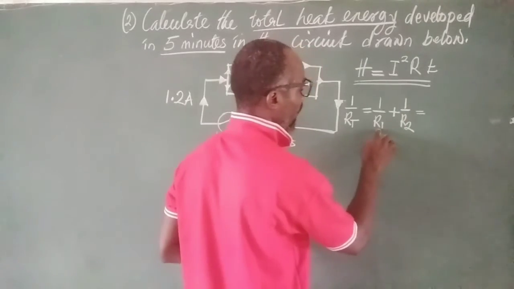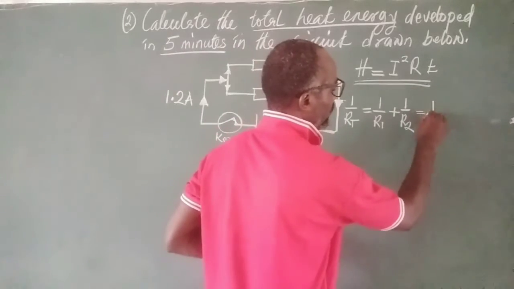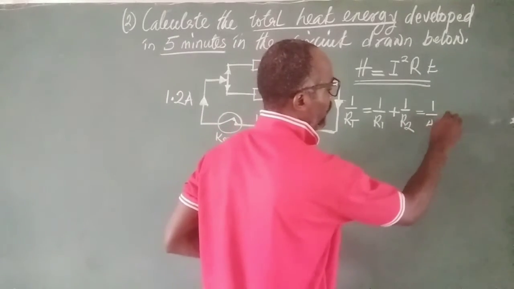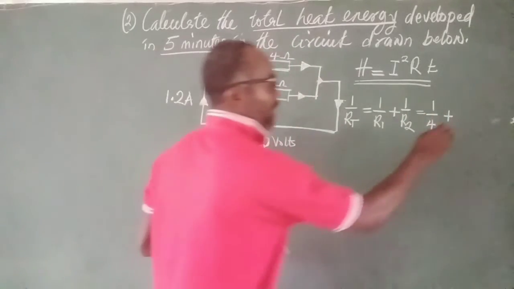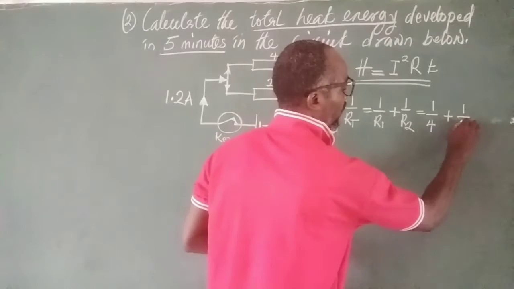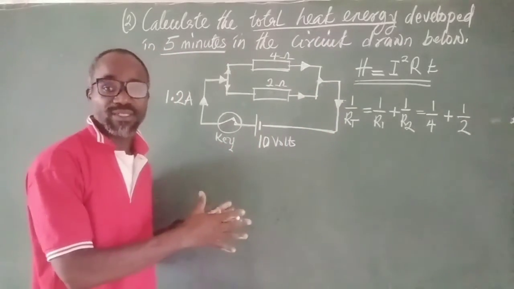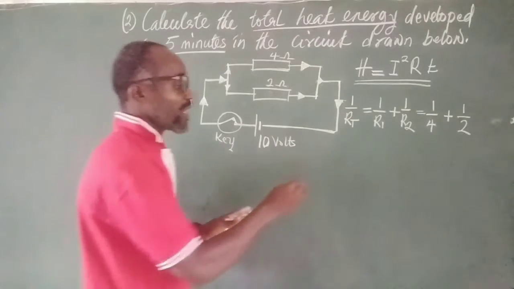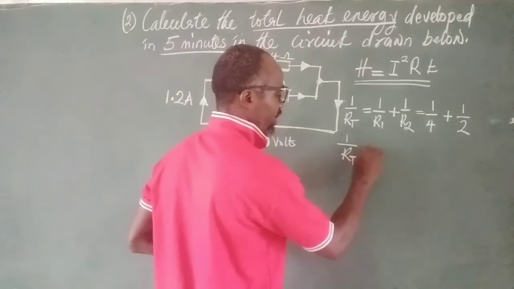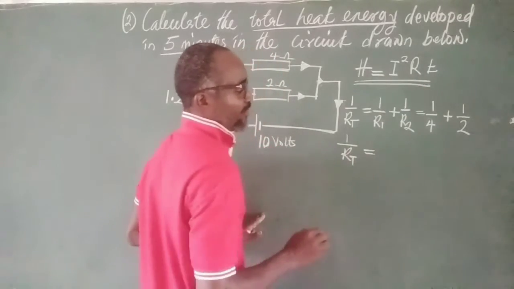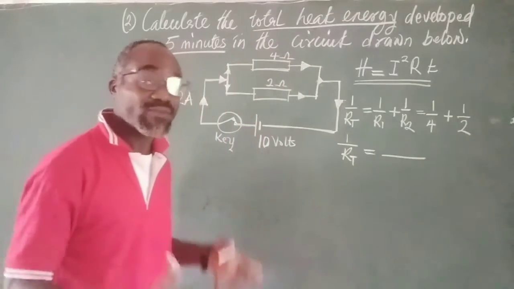So we can quickly substitute accordingly. For 1 over R1, that is 1 over 4, and for 1 over R2, that is 1 over 2. The two resistances have been represented. The next thing we need to do is to quickly calculate. We want to find the total resistance first, and that gives us the LCM. We find what we call the LCM.